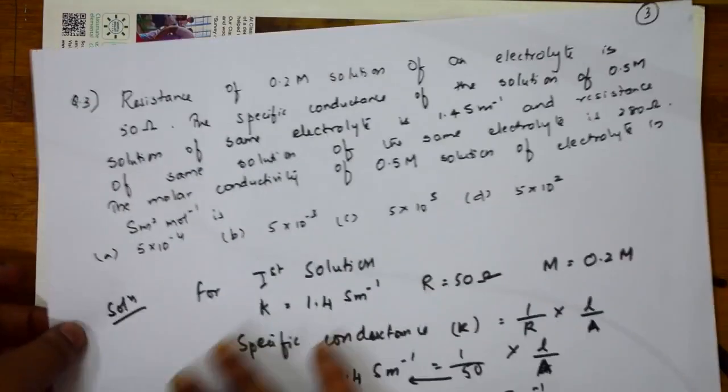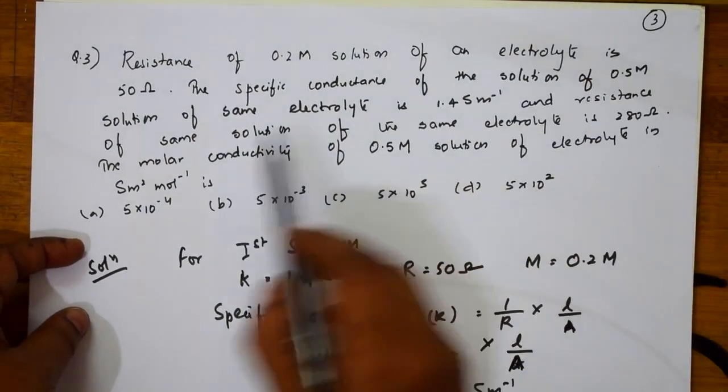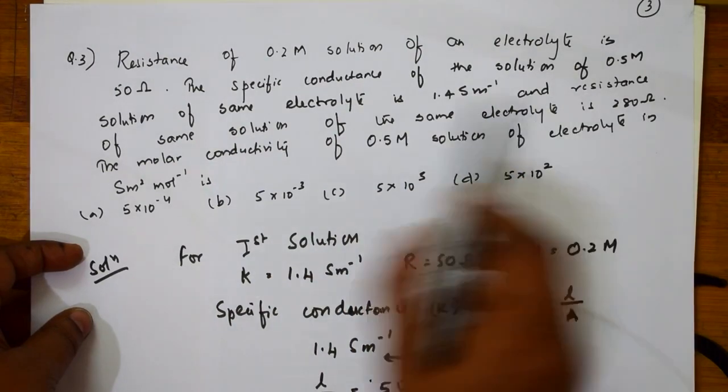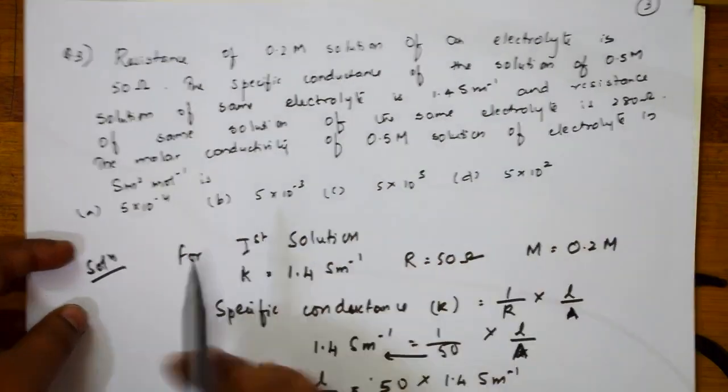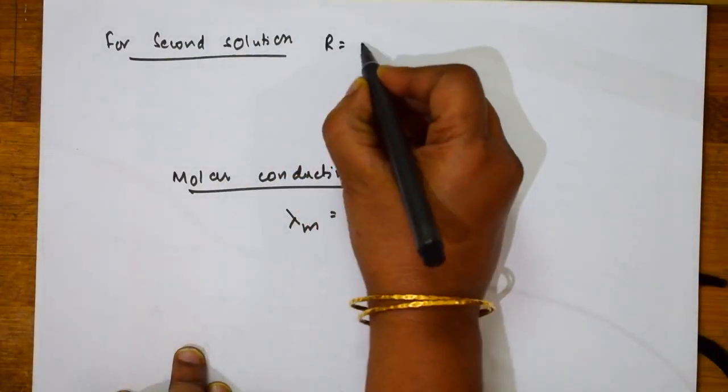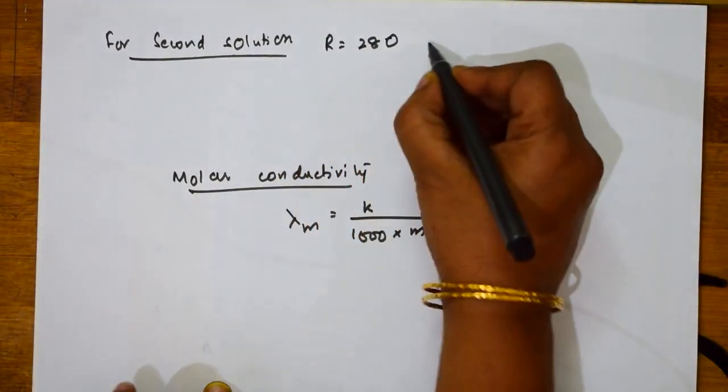For the second solution, the specific conductance of the solution is 0.5 molar. The same electrolyte, 1.4, and the resistance of the same solution, same electrolyte, is 280 ohms. Let me write the data again. R given to me is 280.